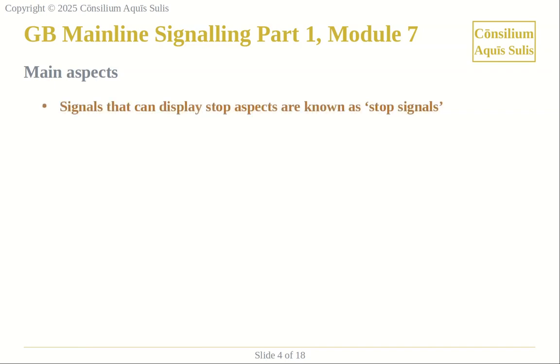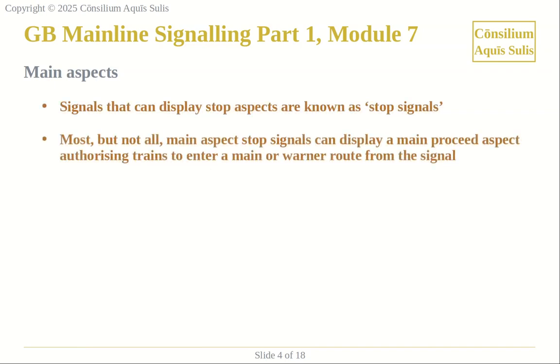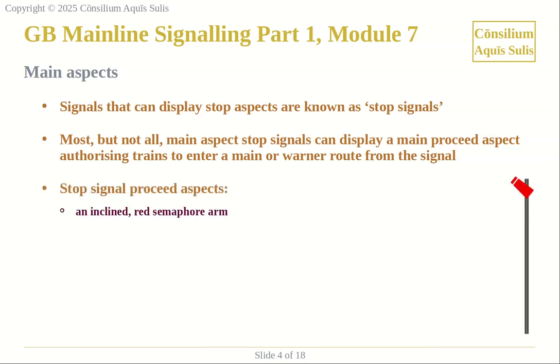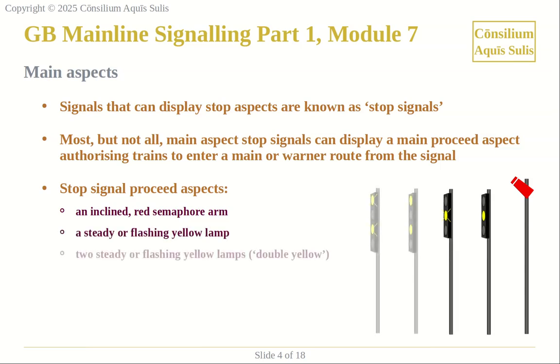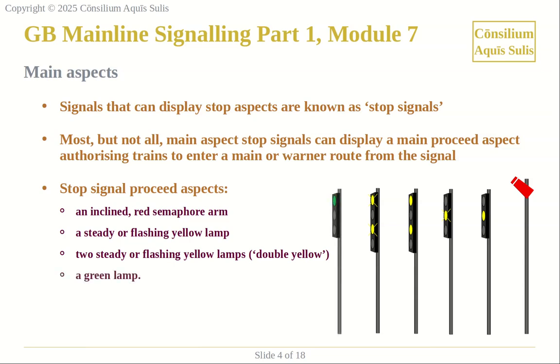Signals that can display stop aspects are known as stop signals. Most, but by no means all, main aspect stop signals can also display a main proceed aspect authorizing trains to enter a main or Warner route from the signal. And these can take various forms. In the case of mechanical signalling, it's an inclined red semaphore arm. In the case of colour light signalling, it may be a steady or flashing single yellow lamp, or two steady or flashing yellow lamps, known as a flashing or steady double yellow, or a green lamp.